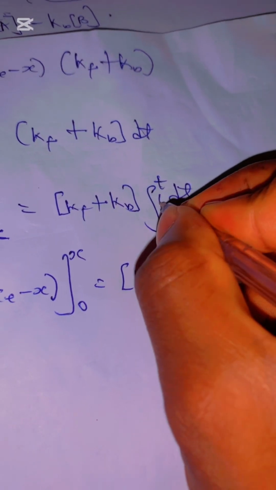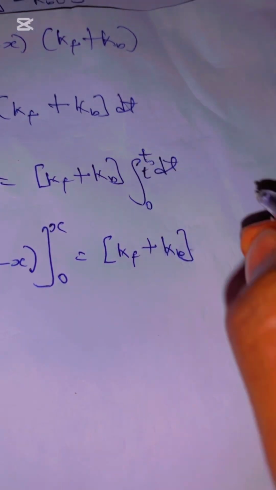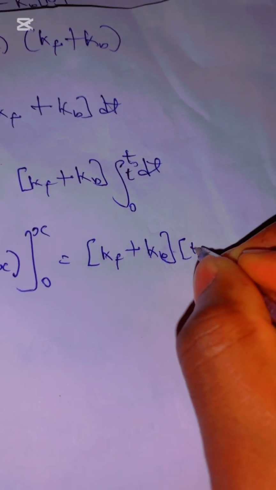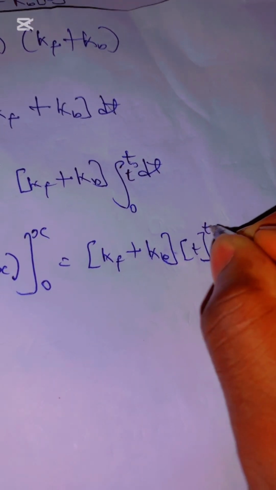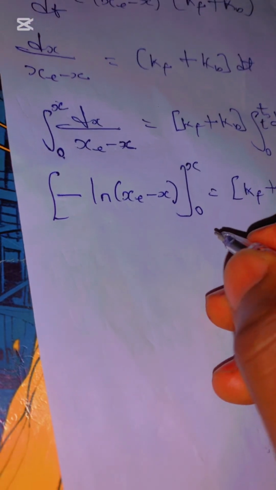This is 1, invisible 1, and this is 2 raised to power 0. 1 is 2 raised to power 0. If I integrate 2 raised to power 0, I'm going to have my t. The upper limit is t and what? 0.